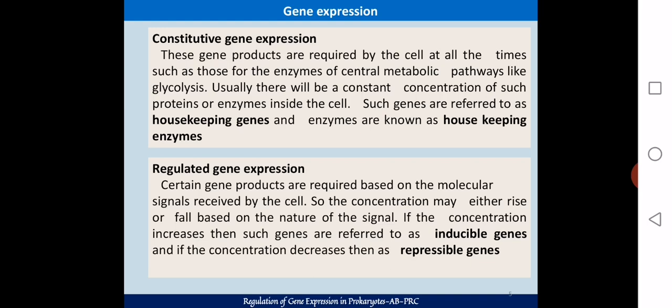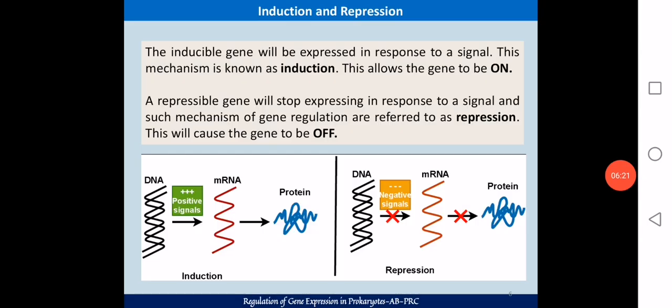All right. So if the concentration increases, then such genes are referred to as inducible genes, and if the concentration decreases, then they are represented as repressible genes. So an inducible gene will be expressed in response to a signal, and that particular mechanism we usually call induction. So induction is the process by which a gene is induced to express, right? So the genes will start to express and produce the proteins, and their functions will be performed, right? At the same time, repression is the process by which an already expressing gene will be repressed, right? That means a repressible gene will stop expression in response to a signal, and that process is called repression.